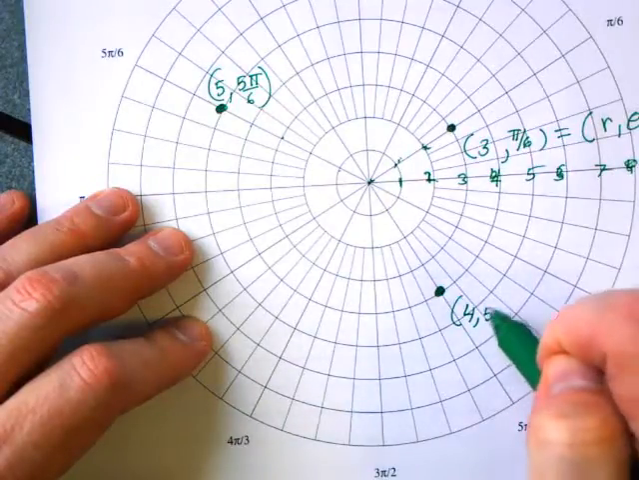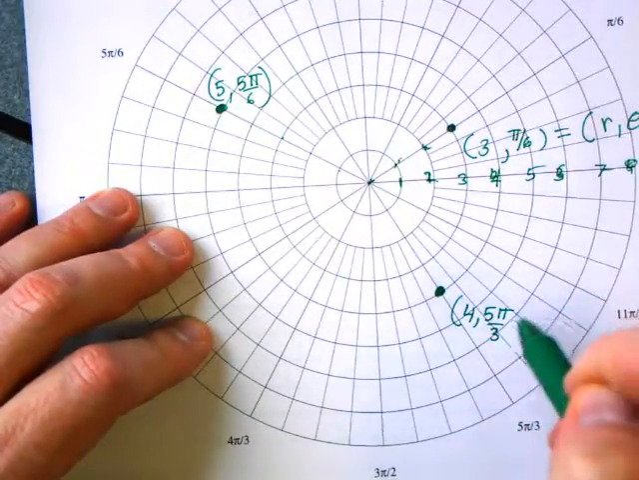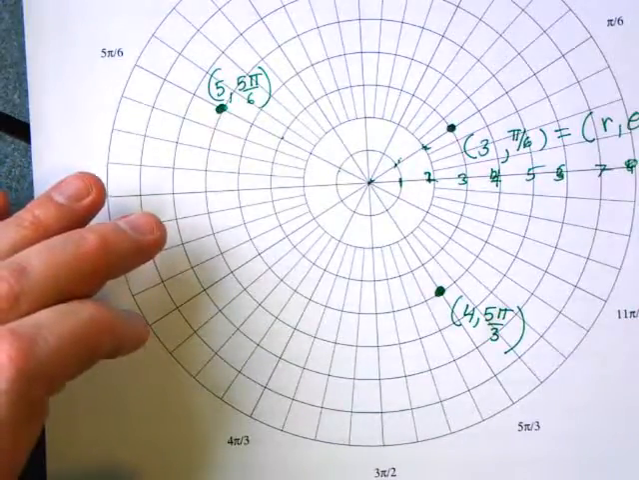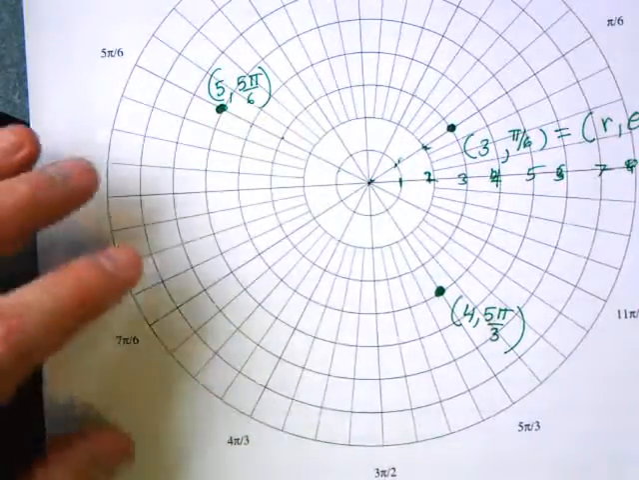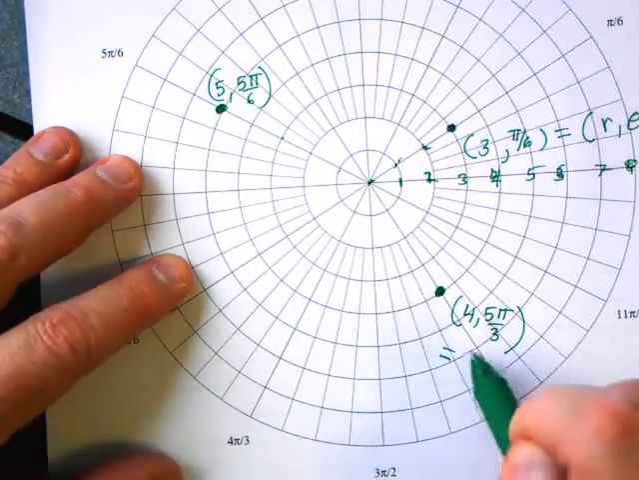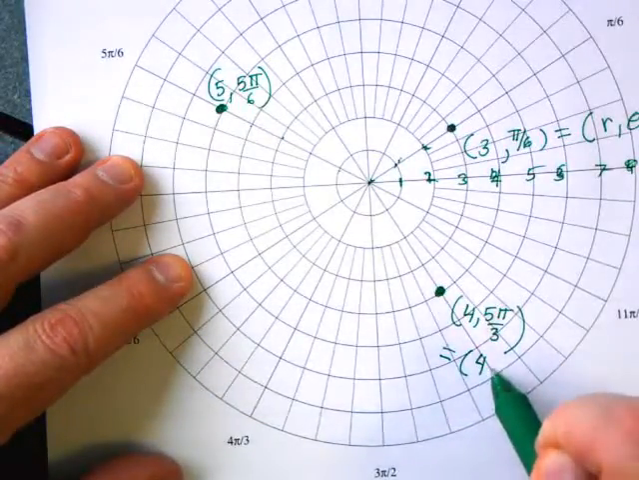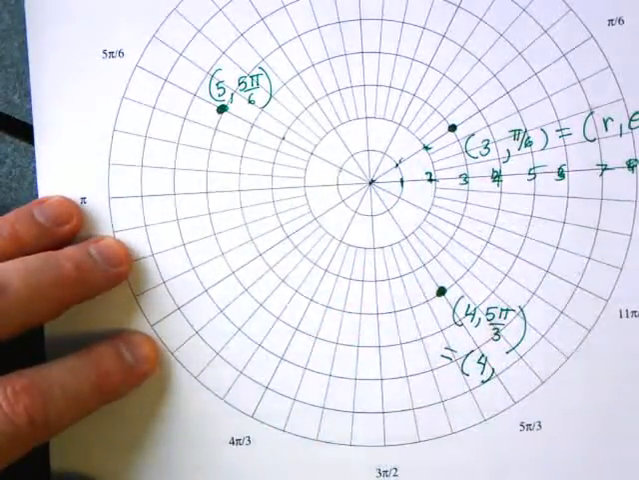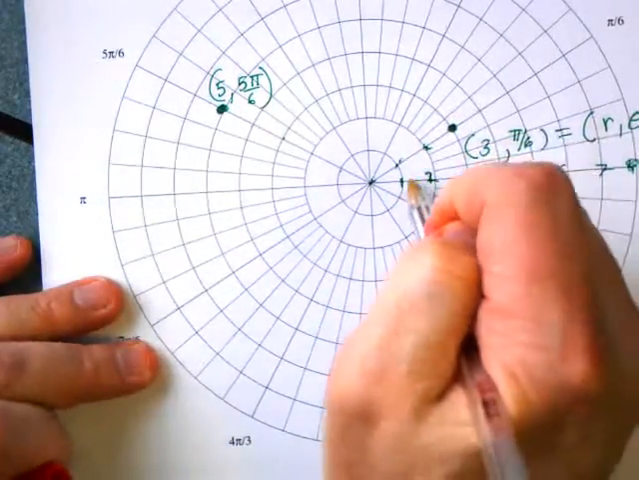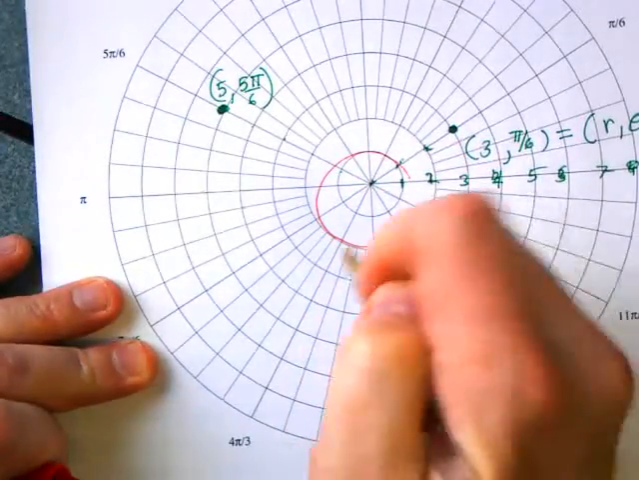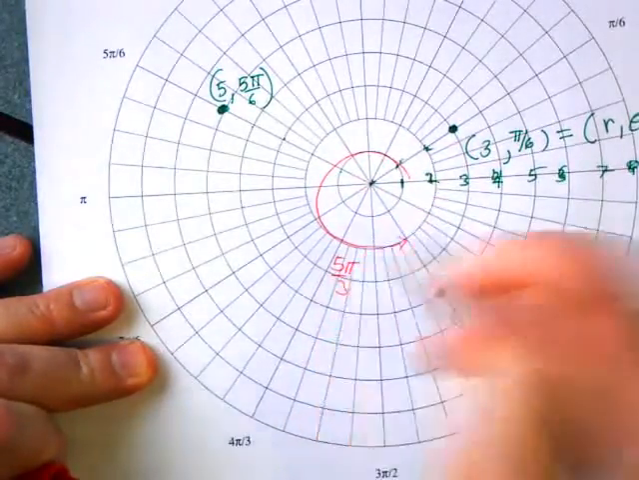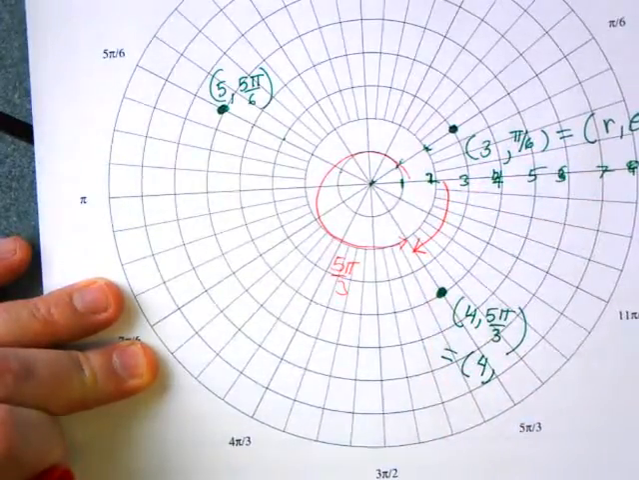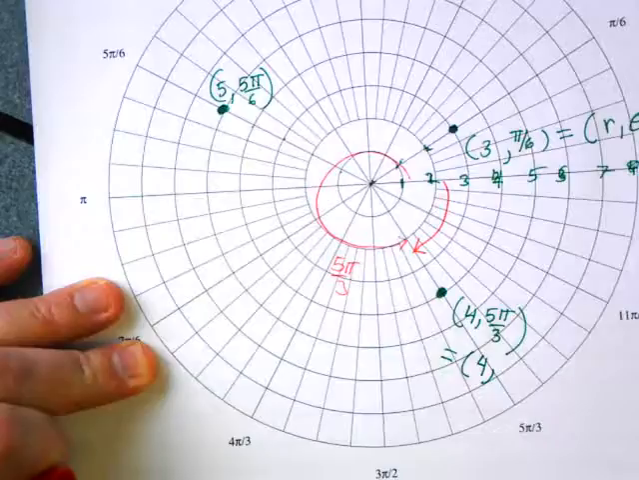They don't have to be. So what I mean by that is this could also be 4, instead of measuring the angle this way and calling it 5 pi over 3, I could also measure the angle that way. What would that angle be called if I measured it that way? Negative pi over 3.